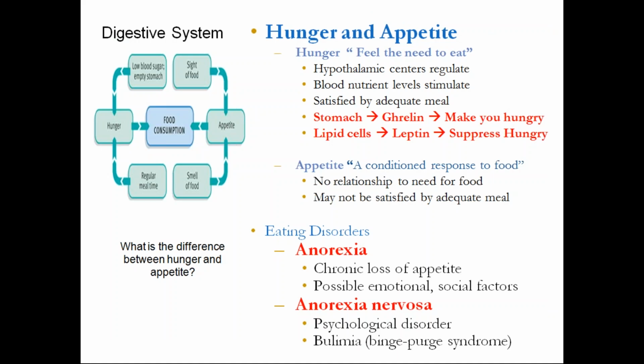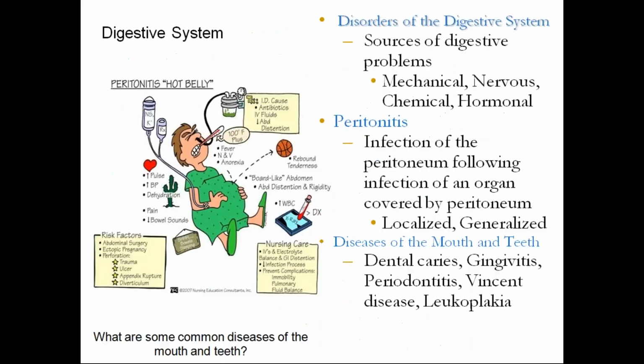All right, so we talk about the stomach. It's going to produce the ghrelin, and that is going to make you hungry. So when the stomach is empty, ghrelin is going to be secreted. Lipids are going to secrete the leptin and suppress hunger. So when you have already eaten, the leptin suppresses hunger.